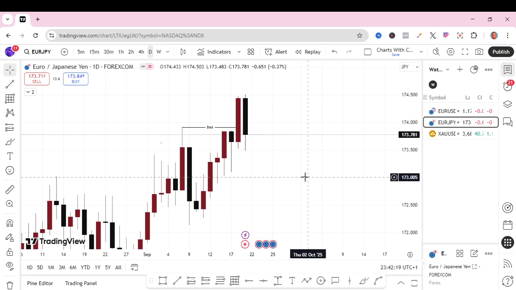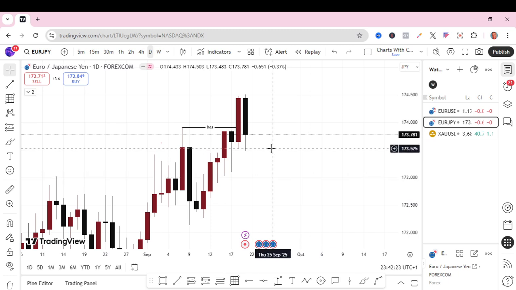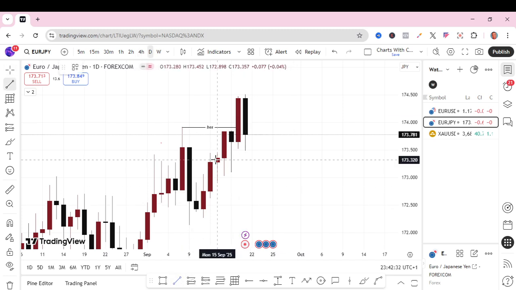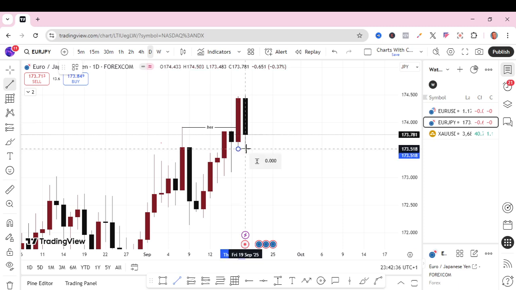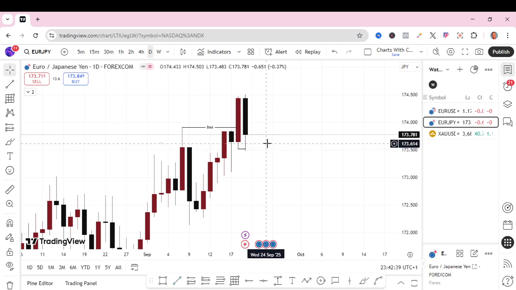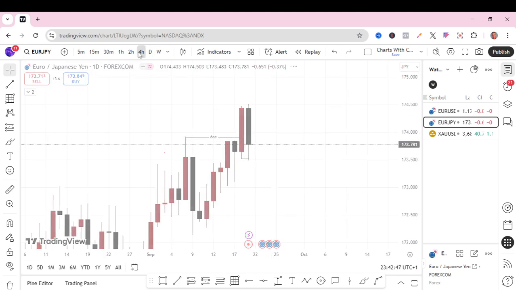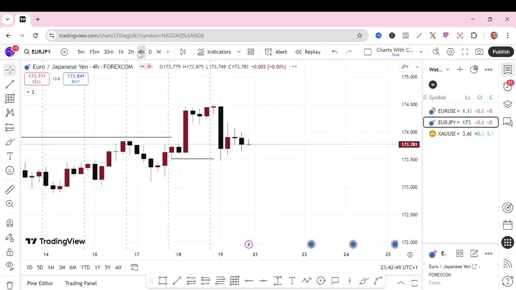Now let's go to the lower time frame. Let's go to the 4 hour time frame. And you also notice this place here, there's a liquidity sweep here. So take note of that. Previous day's low has been taken out already. So Thursday's low has been taken out by Friday's candlestick. So let's go to the 4 hour time frame and see.